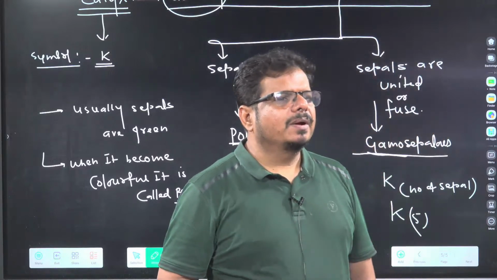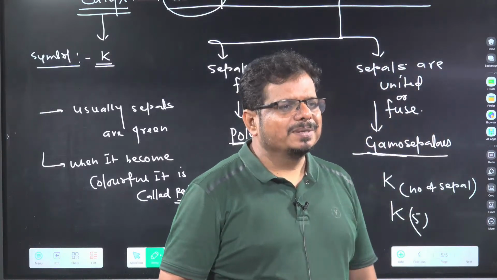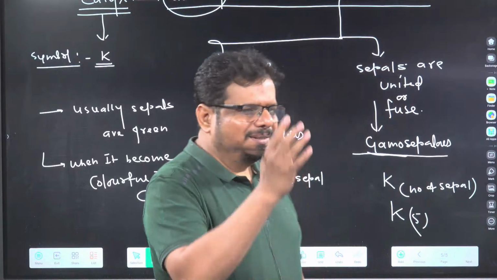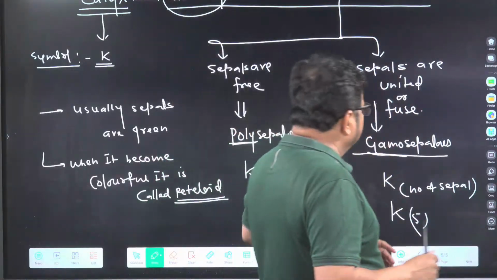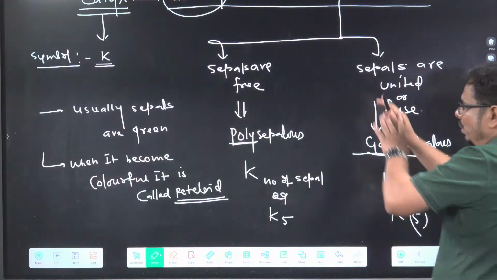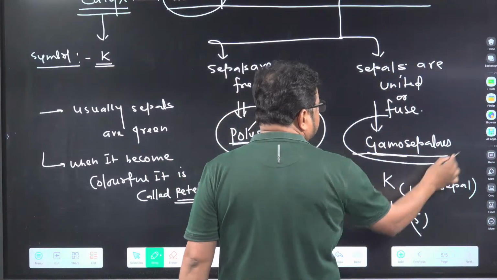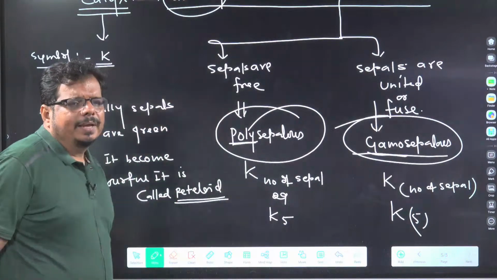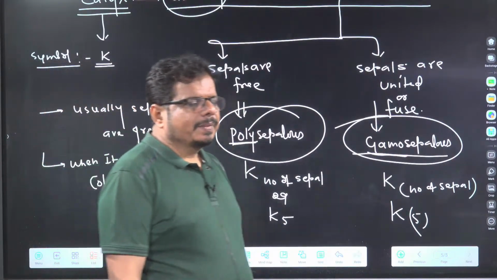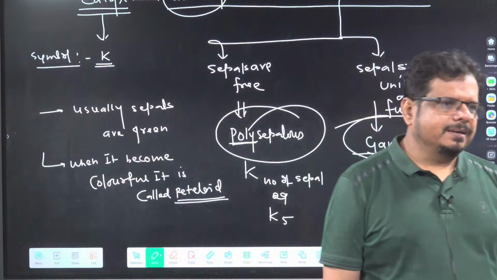And the purpose is to attract the pollinator. Usually it is not going to be asked, so don't worry about it. So sepal is over. Two terms you must know: polysepalous, gamosepalous. That's it. Now we are coming to petal. Getting the idea or not?